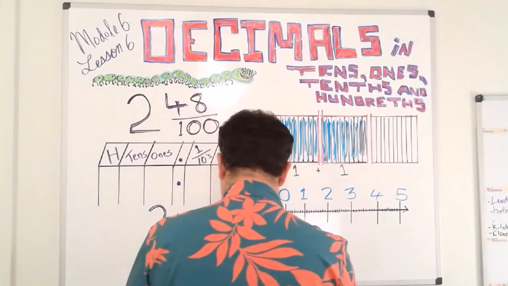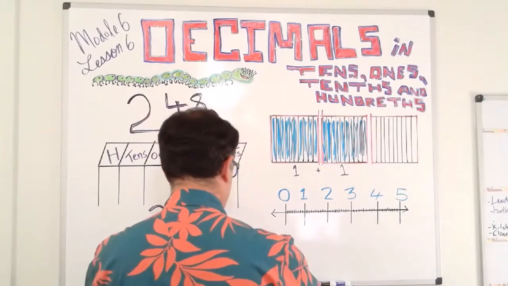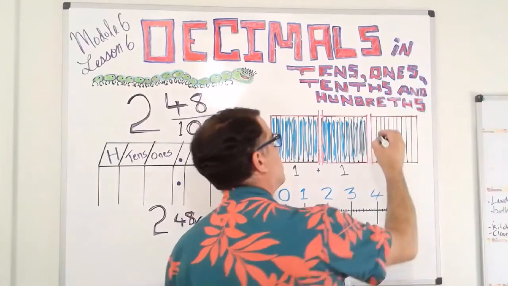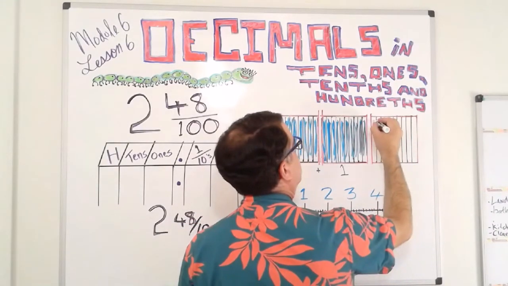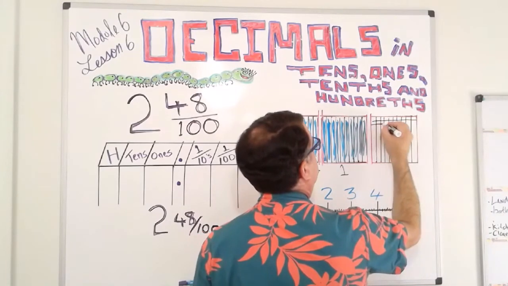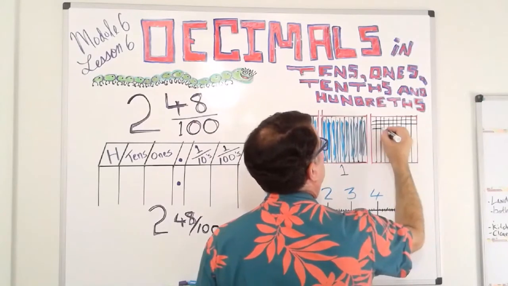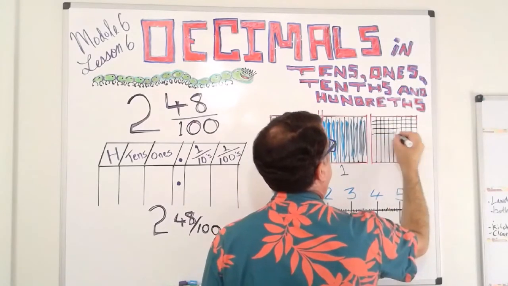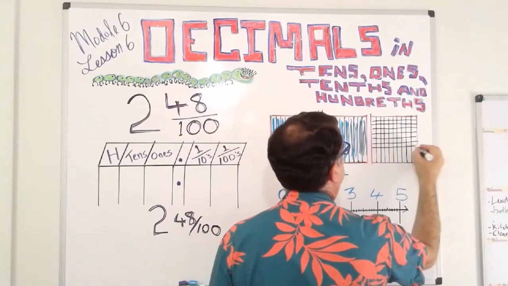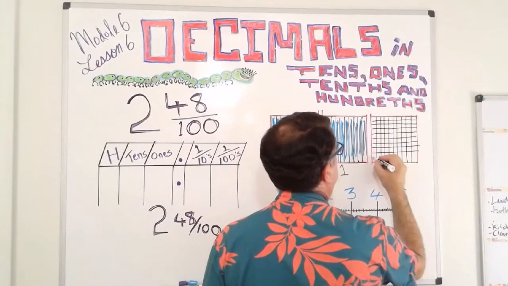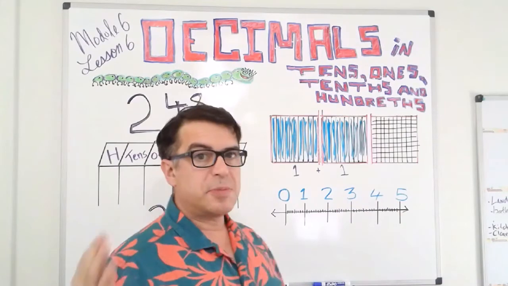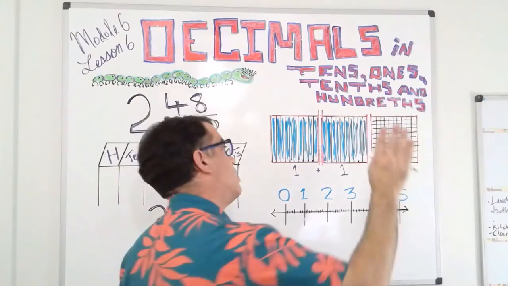All right. And now comes the tricky part where they're going to ask you to do this on Eureka. They want you to turn this into hundredths. You do that by going the perpendicular direction. 3, 4, 5, 6, 7, 8, 9. By making 9 lines, I created 10 spaces this way. 10 times 10 equals 100. So I have hundredths here.